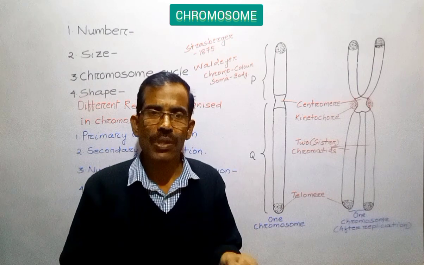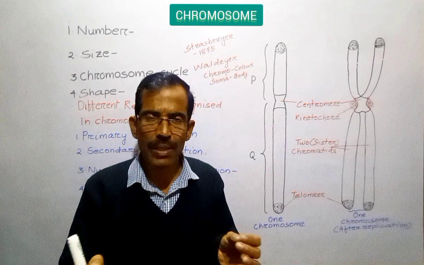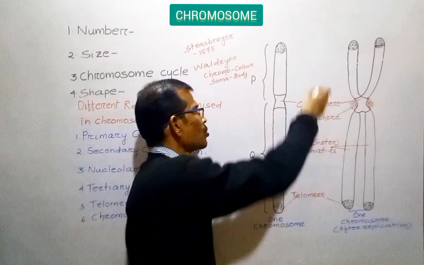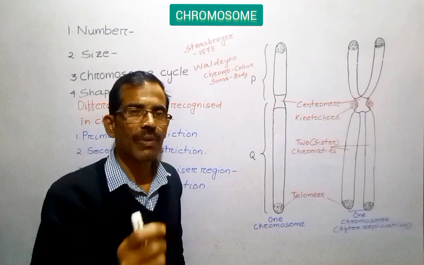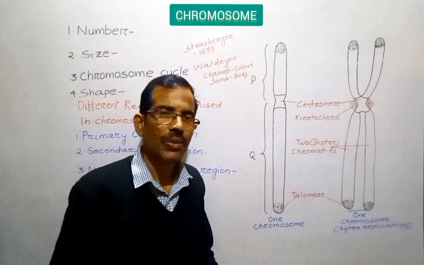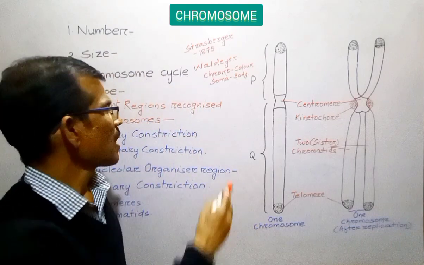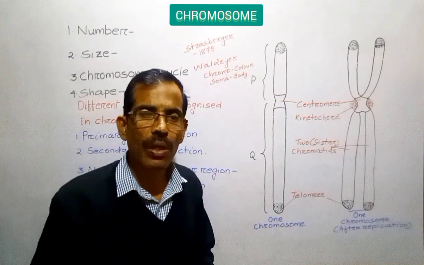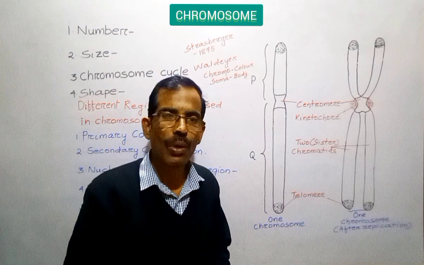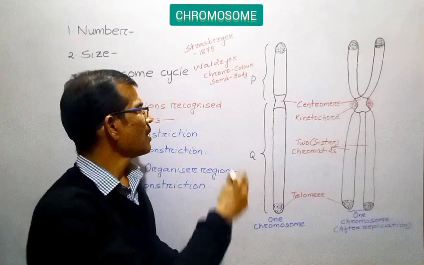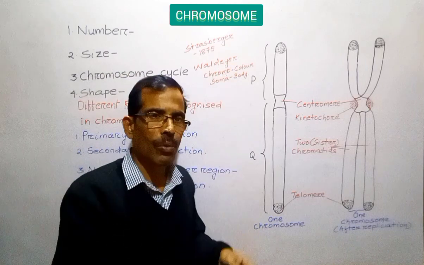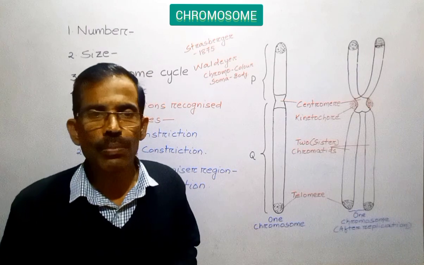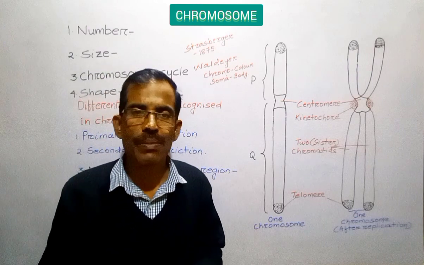An organism's DNA with its arrays of genes is organized into structures called chromosomes, which serve as vehicles for transmitting genetic information. Strasburger in 1875 first observed thread-like structures during cell division. Wilder introduced the term chromosome, which is derived from two Greek words. Chromo means color and soma means body.